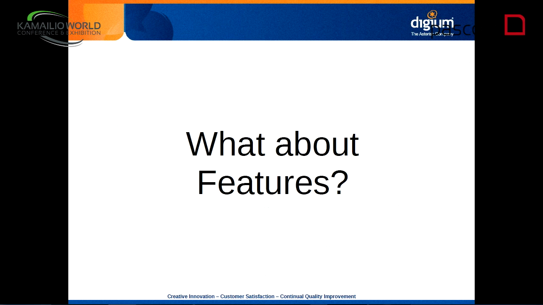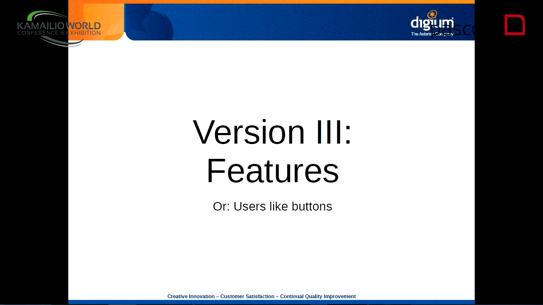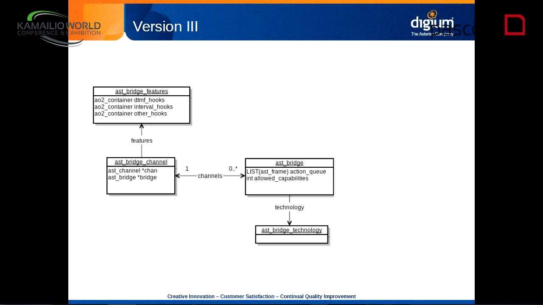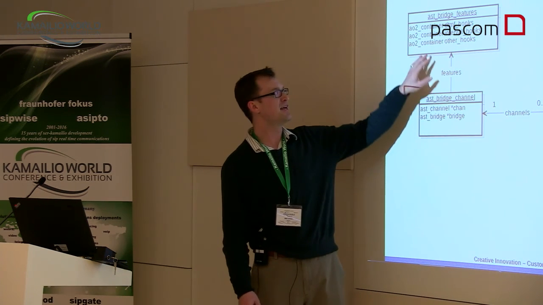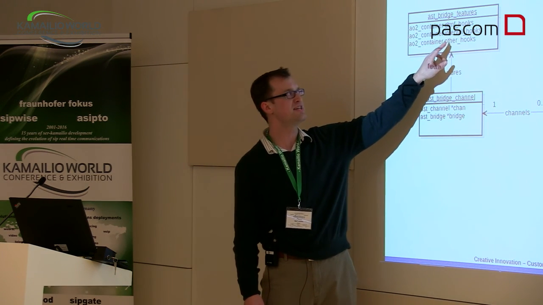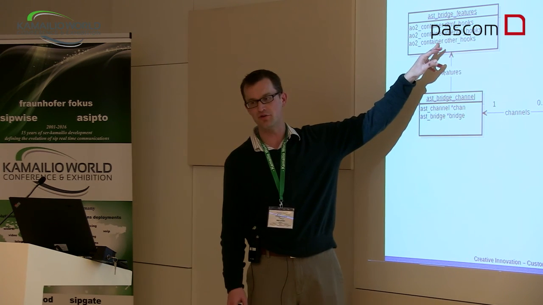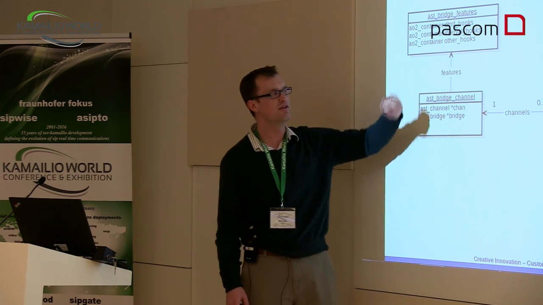So you say, okay, what about my features? I want to hit DTMF keys. We're like, all right, fine. We'll add features back in. So to do that, we create a new object called a bridge channel, and this sort of manages the features that are sitting on top of an AST channel. And it contains containers that contain all your DTMF hooks, interval hooks, and what we call other hooks, which were things that didn't fit into either pile.